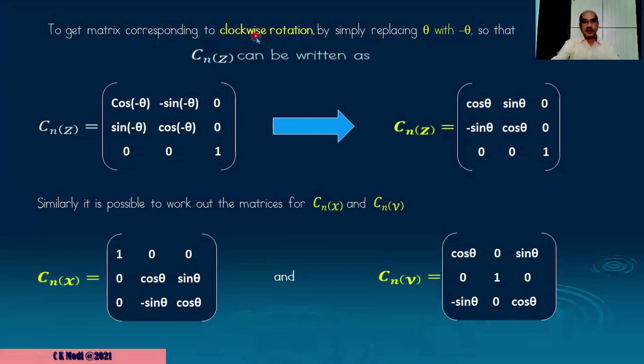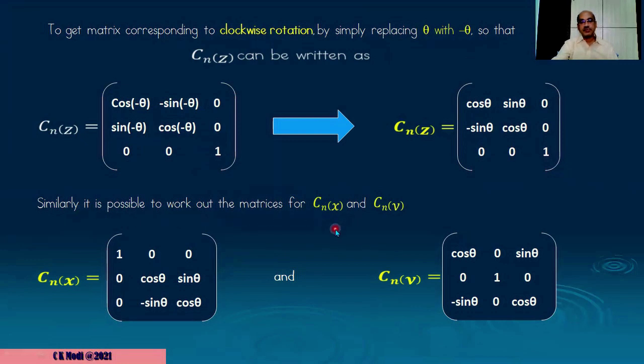While we are talking about the clockwise rotations, previously we derived the Cnz matrix for anti-clockwise rotations. For clockwise rotations, what will be the change in that matrix? Instead of theta, you put minus theta, so that we get the matrix for clockwise rotations. Previously we derived the matrix Cnz: cos theta, minus sin theta, 0; sin theta, cos theta, 0; 0, 0, 1. Now for clockwise rotations, where instead of theta you put minus theta, the Cnz matrix is cos theta, sin theta, 0; minus sin theta, cos theta, 0; 0, 0, 1.